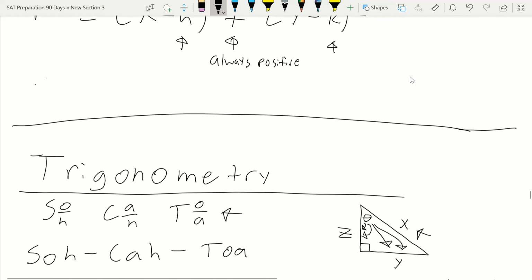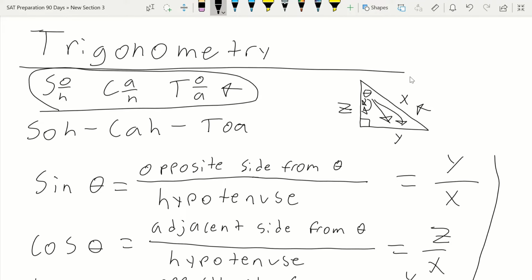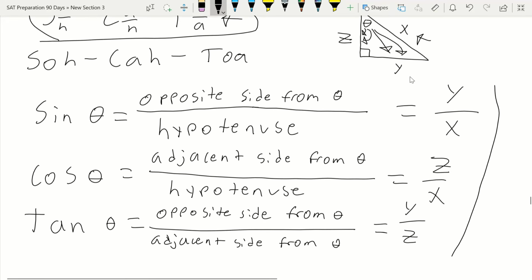All right, so next we've got our trigonometry. We covered the sine, the cosine, and the tangent. I taught you SOHCAHTOA, so I would go ahead and make sure that you memorize this right here. Sine is the opposite over the hypotenuse from your angle. Your cosine is your adjacent side from your angle divided by the hypotenuse, and your tangent is your opposite side from your angle over the adjacent side.